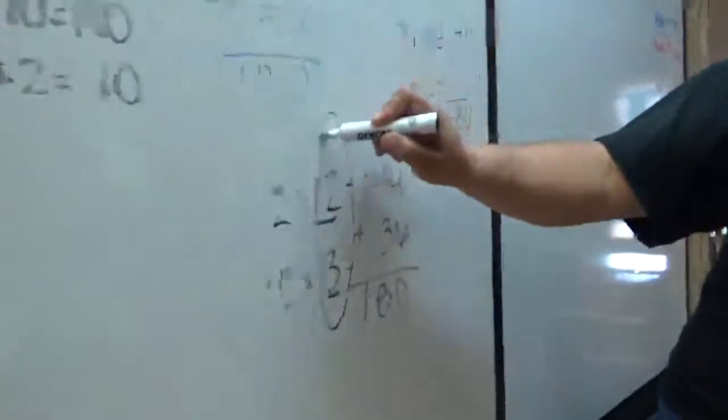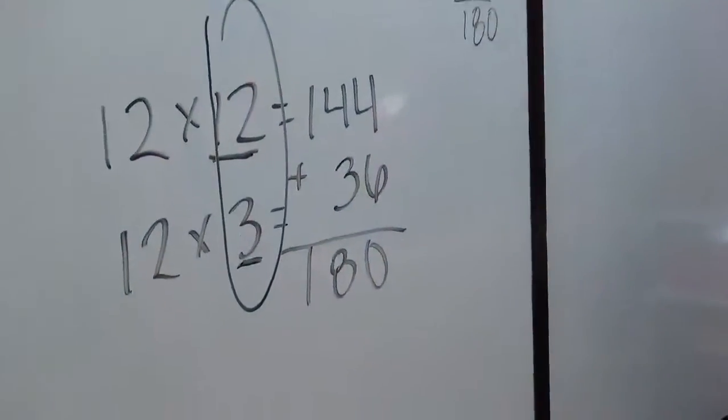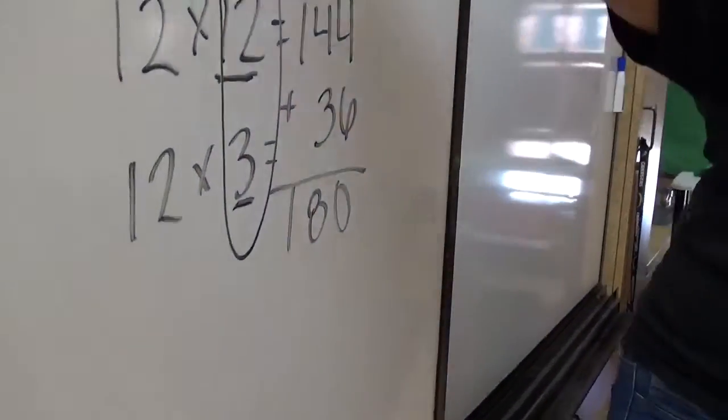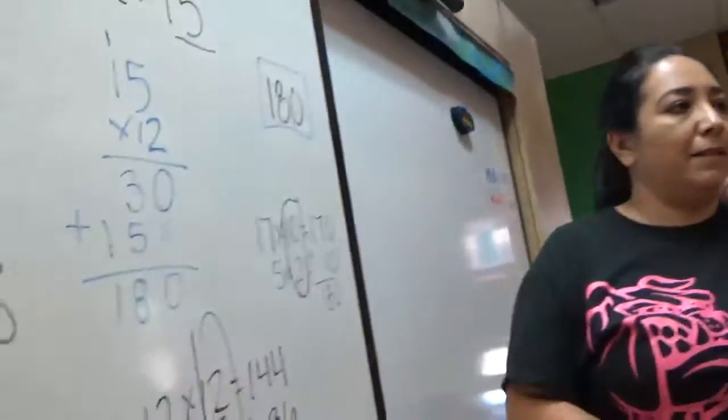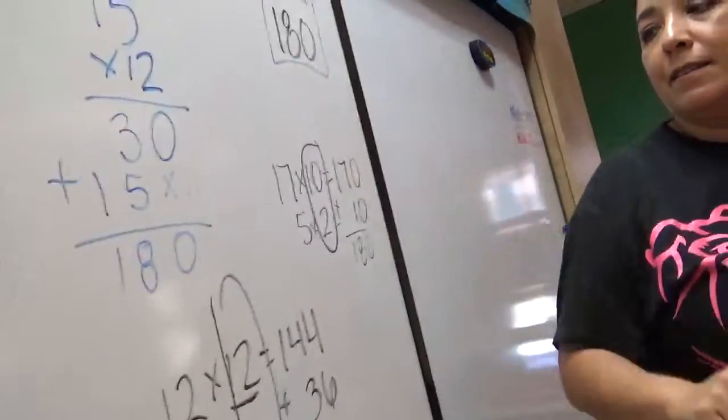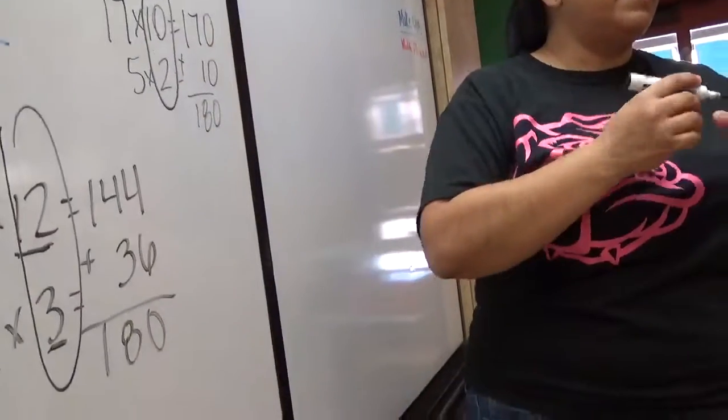Look at what he did. He took the 12 and the 3, and if you add 12 and 3, what number do you come up with? 15. There's your 15. Okay, with Joseph's, here's your 12. Here's that one. That would be hard though, thinking of 17 and 5.